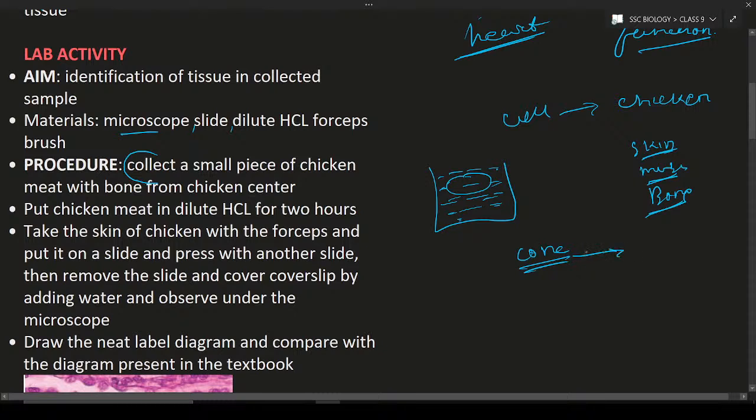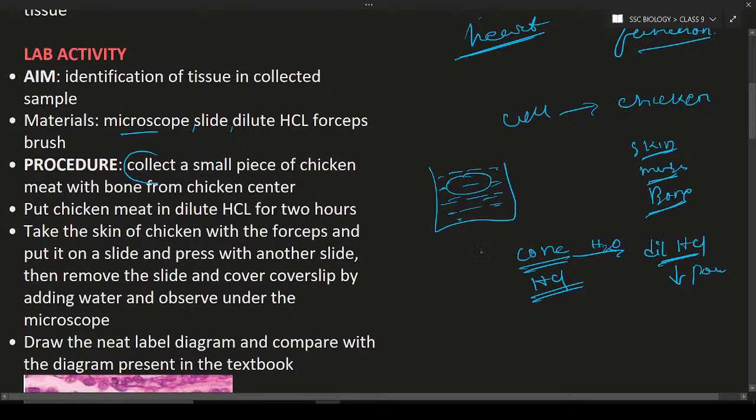If you take some concentrated HCl and add water to it, it becomes dilute HCl. Dilute HCl has less power, and concentrated HCl has high power. That is the only difference. Take the dilute HCl in a glass beaker, then add a chicken piece which has the skin, muscles, and bone. Wait for a few hours, like 2 or 3 hours. After that, we take out some tissue from the meat and do the experiment.